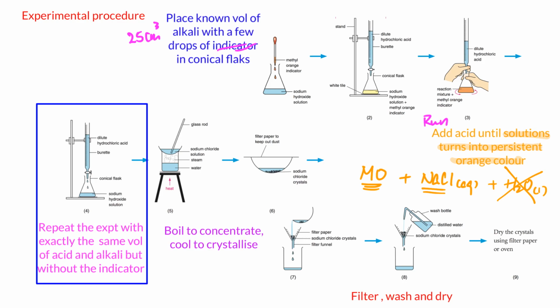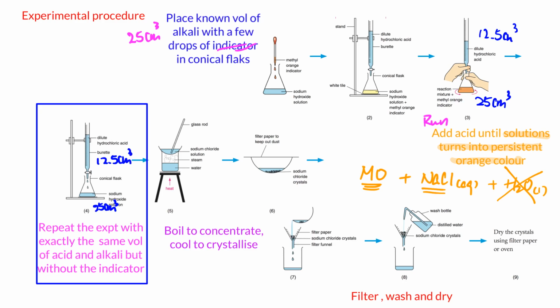Basically, you can repeat. The most common way is to repeat the experiment with exactly the same volume of acid and alkaline used, but this time we don't add indicator. What does that mean? Just now we said that if the solution here is 25 cm cube, and the one that I add to it is 12.5 cm cube, what we're going to do is just use another 25 cm cube together with 12.5 cm cube. We just mix these two colorless solutions together.